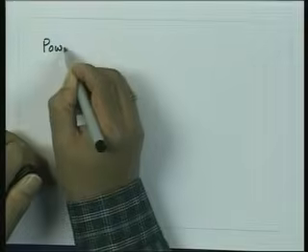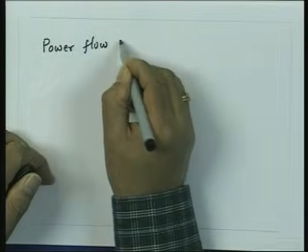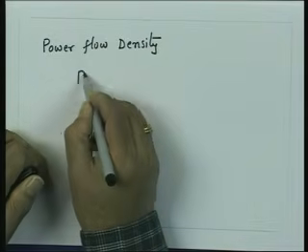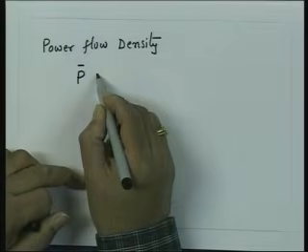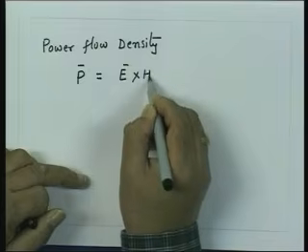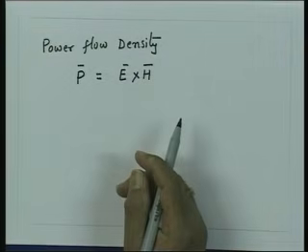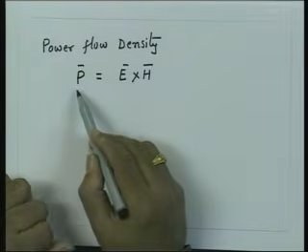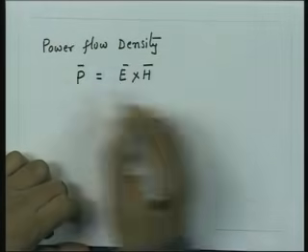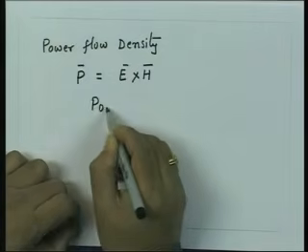So, essentially what we get now, an important thing, is a quantity called the power flow density, and let me call that quantity p, which is a vector, and that is equal to E cross H. This quantity P we then call the Poynting vector for these fields or for this wave. So, this quantity is called the Poynting vector.